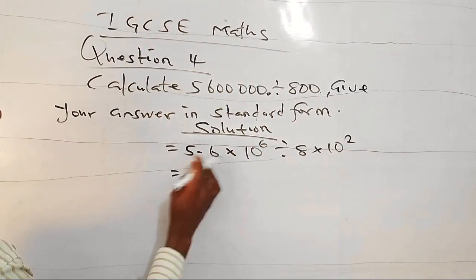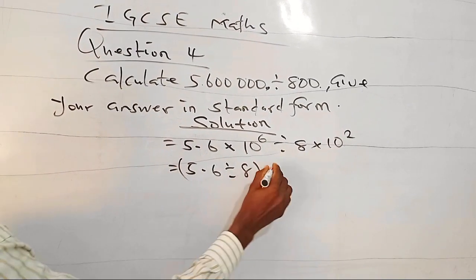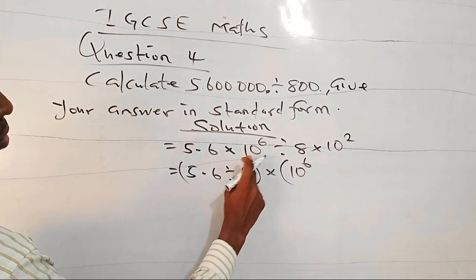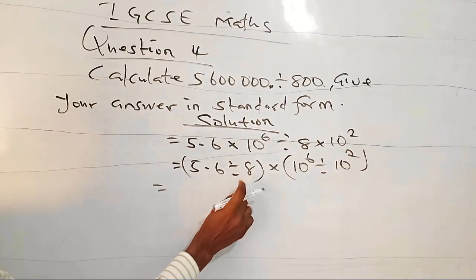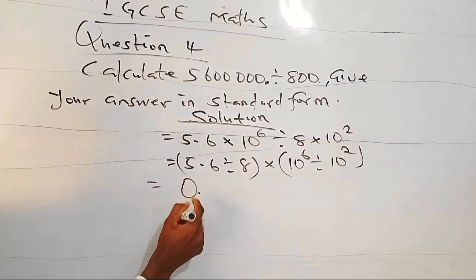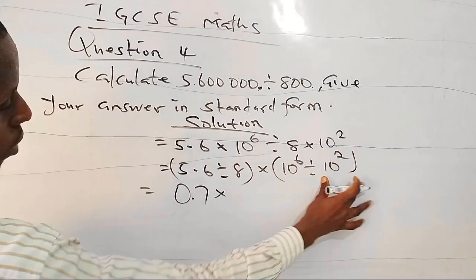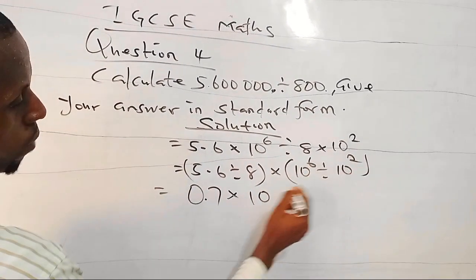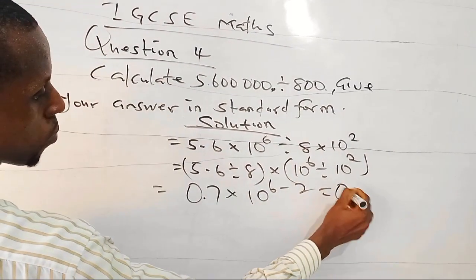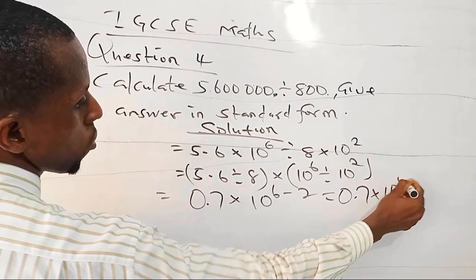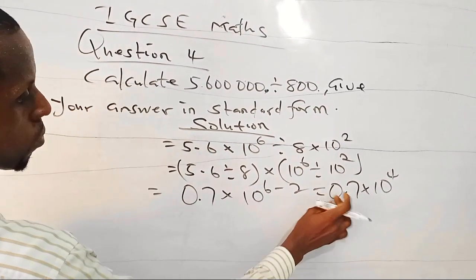So let's compare the numbers. We have 5.6 divided by 8, times 10 raised to the power 6 divided by 10 raised to the power 2. When we divide this, 8 in 5 is not possible, that is 0. 8 in 56 is 7, that is 0.7, times, when we look at this, we have division, so we subtract the powers, law of indices, the same base. So here we have 0.7 times 10 raised to the power 4, but we are asked to put our answer in standard form, so let's write this in standard form.